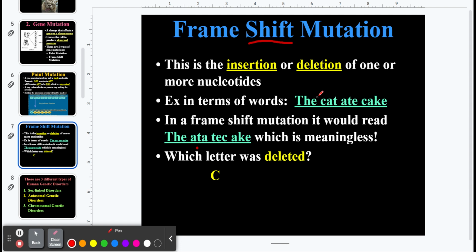So something got set off and everything got moved over. The thing that happened is that this first C got unfortunately deleted. And so now everything shifted over by one. And so now instead of saying the cat ate cake, we have this nonsense phrase. And so the same thing happens in DNA and then in RNA to create proteins.